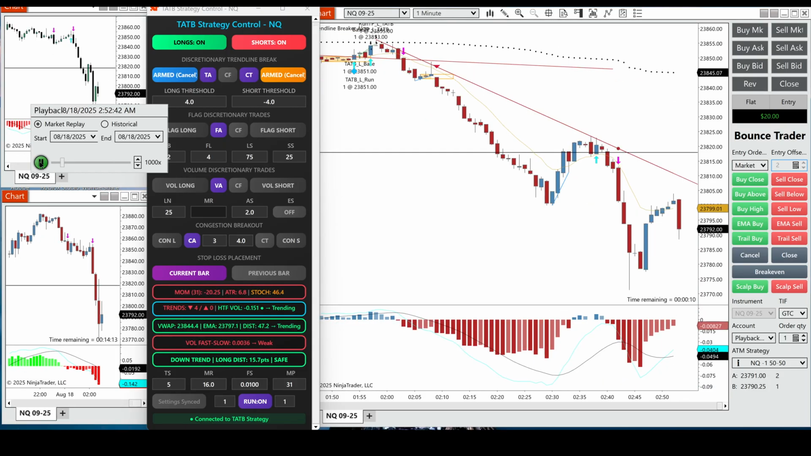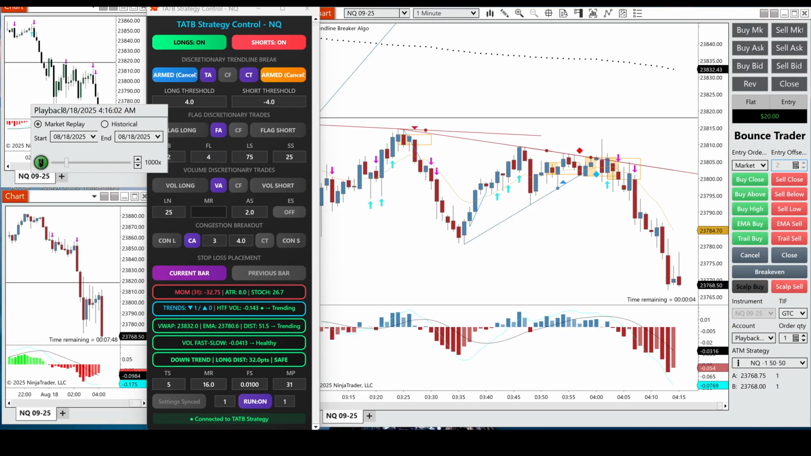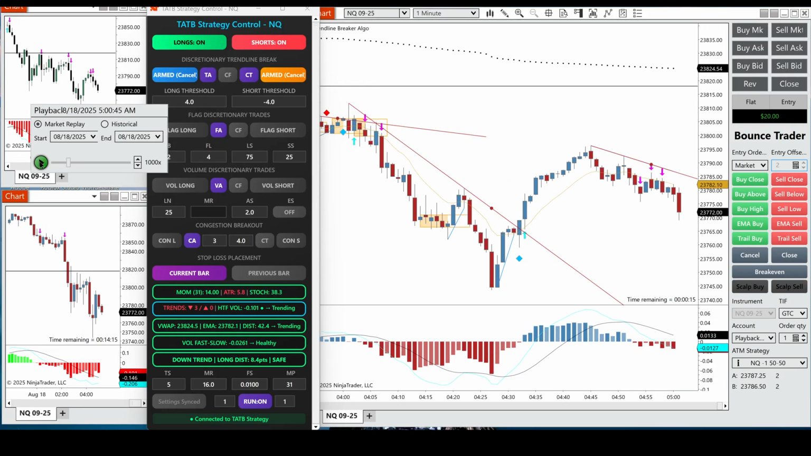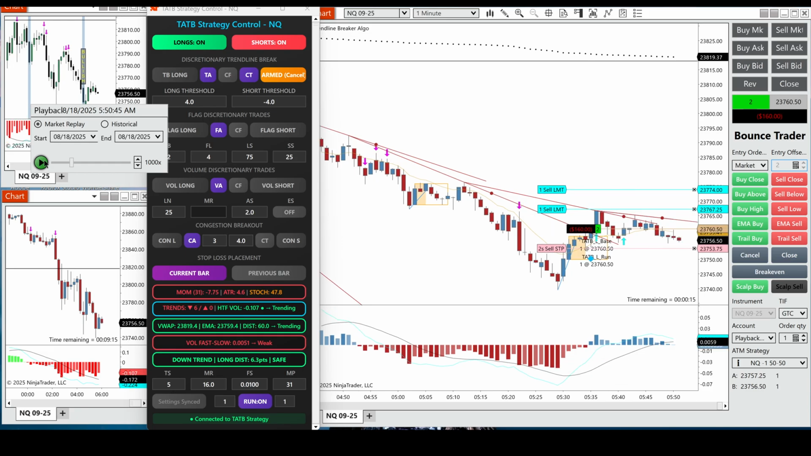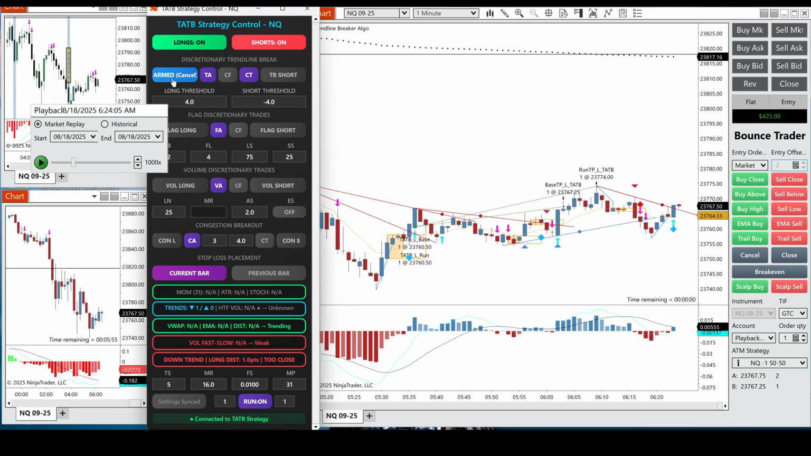Let's see if it's going to find one. Flag down. Volume down setup. Flag. Volume up setup. Volume down setup. Flag down setup. Volume up setup. See, so this was a trendline break, but it's probably going to be a loser. Congestion. Well, actually not. Look, the trendline breakout worked.